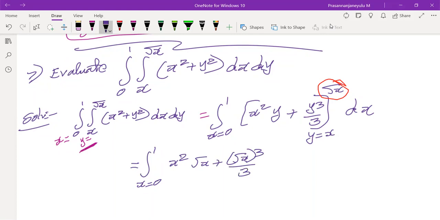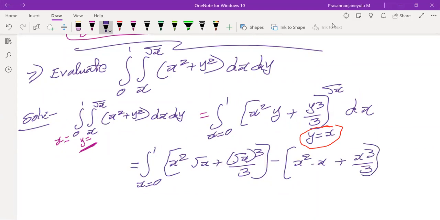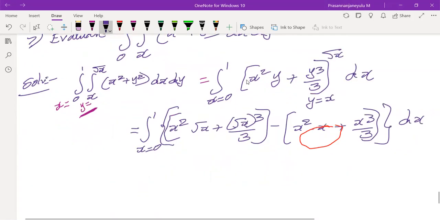This is when we applied the upper limit, minus applying the lower limit. What is the lower limit of the y variable we have? The lower limit of the y variable is x. So now we have to substitute y equals x in place of y. So it will become x square into x plus x whole cube, that is x cube by 3, into dx. Using braces, you can. Okay, now doing simplification, we are going to write as it is. Integration of x equals 0 to 1.